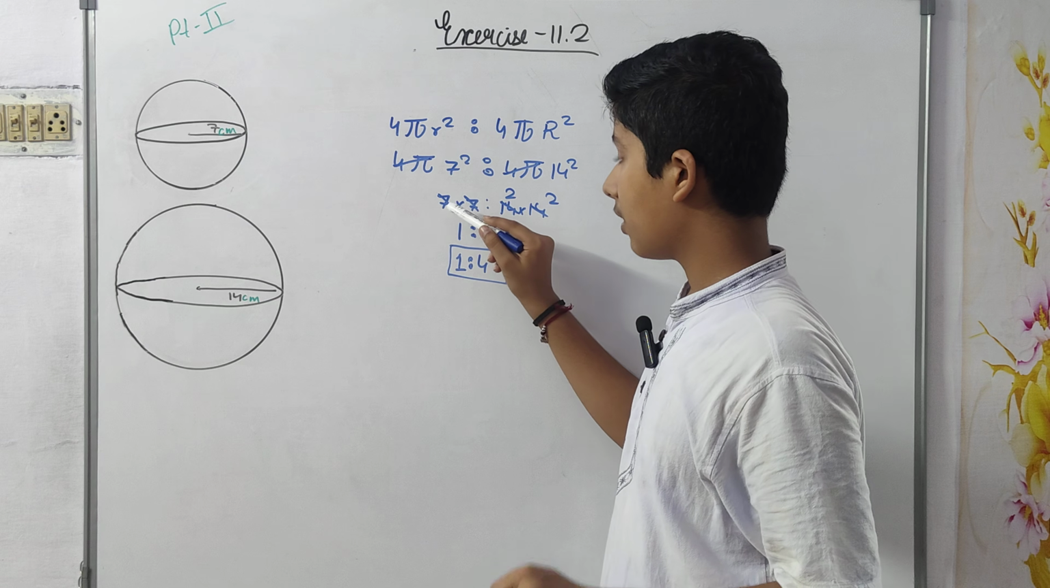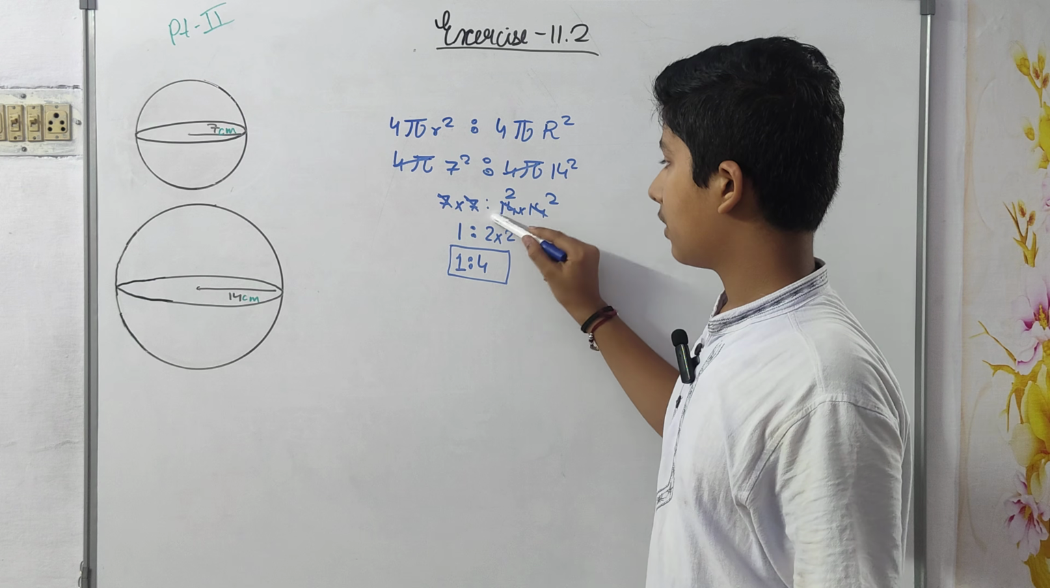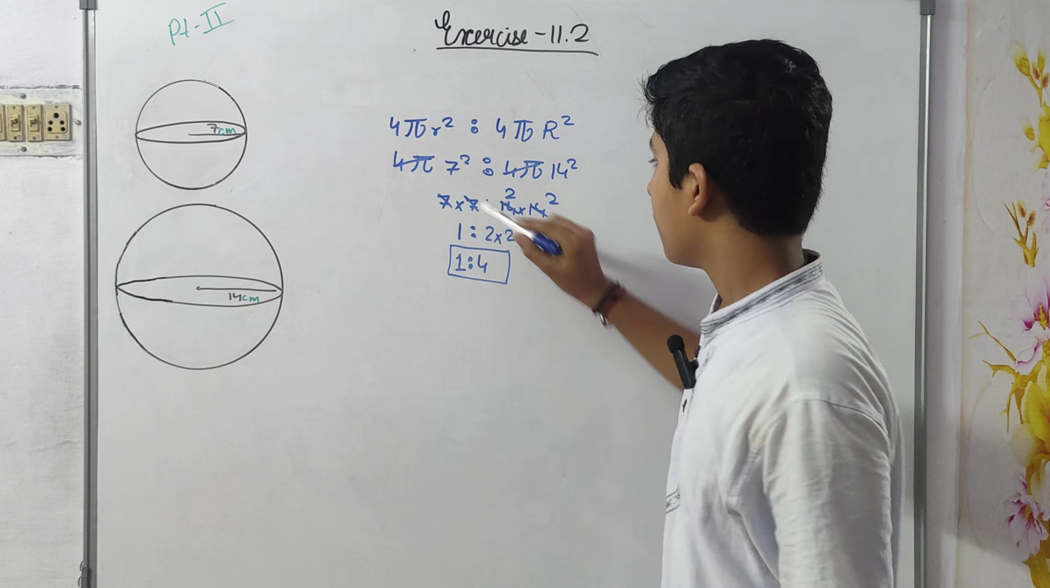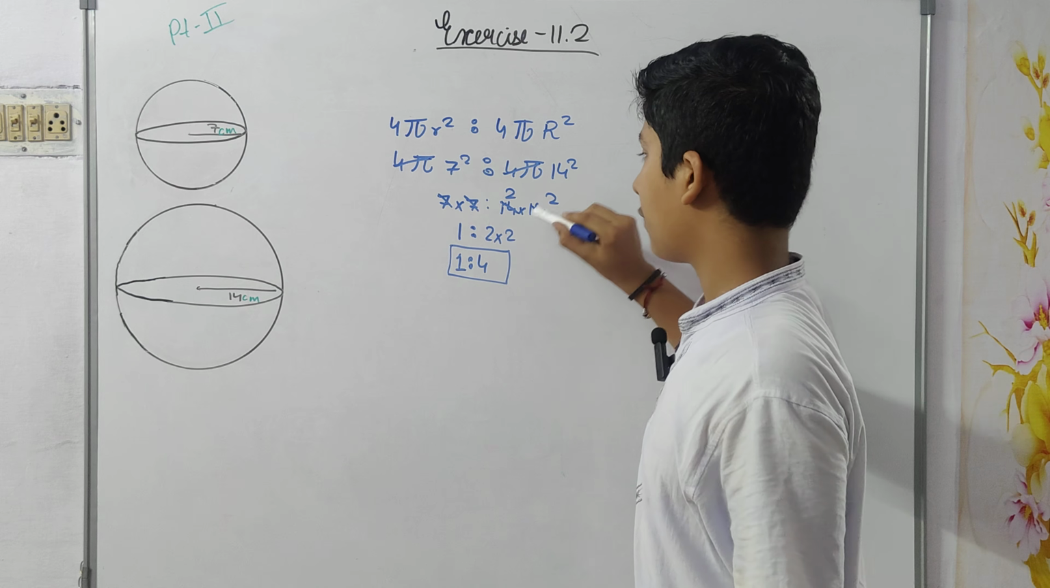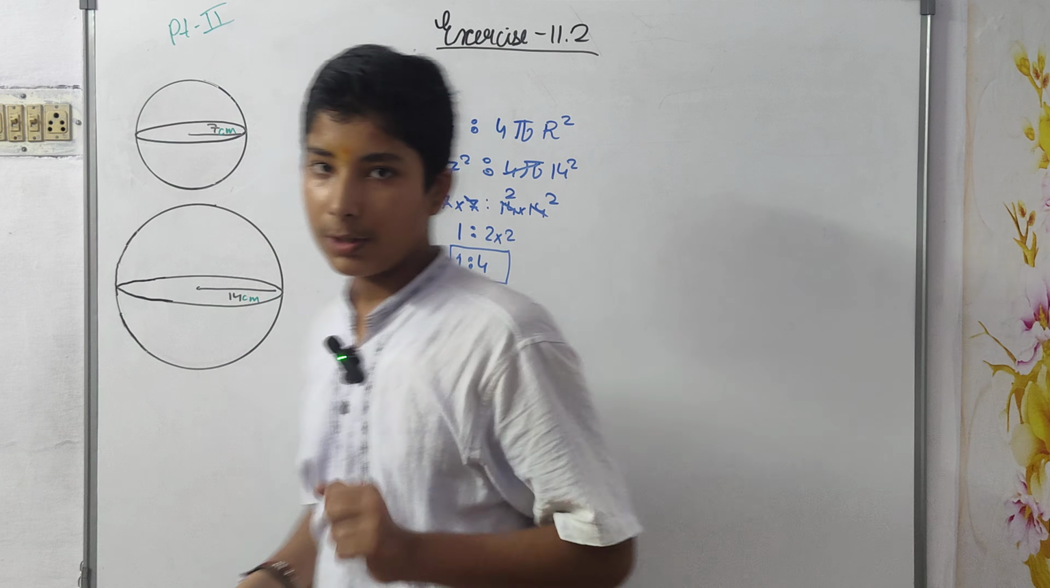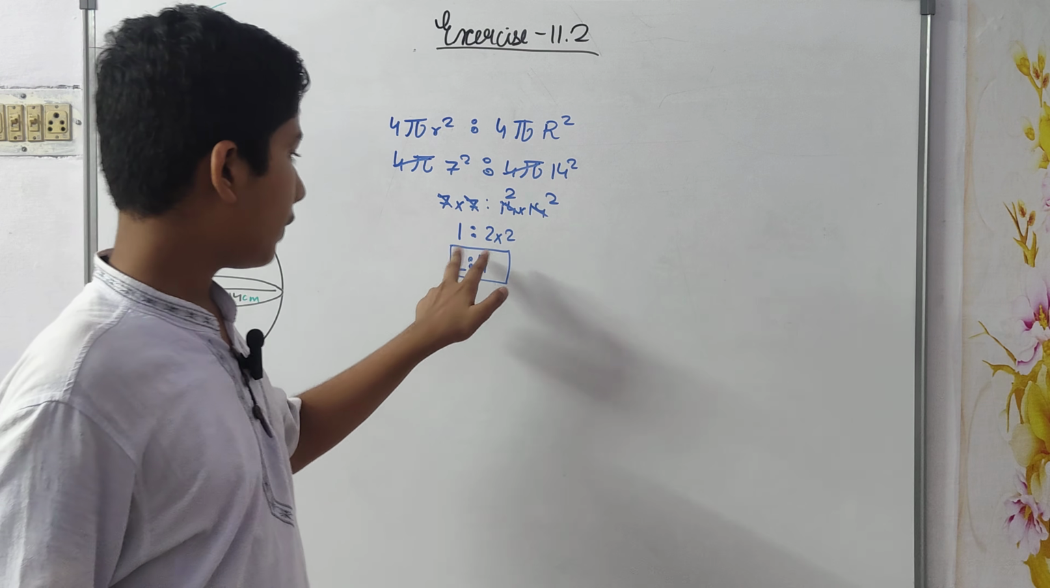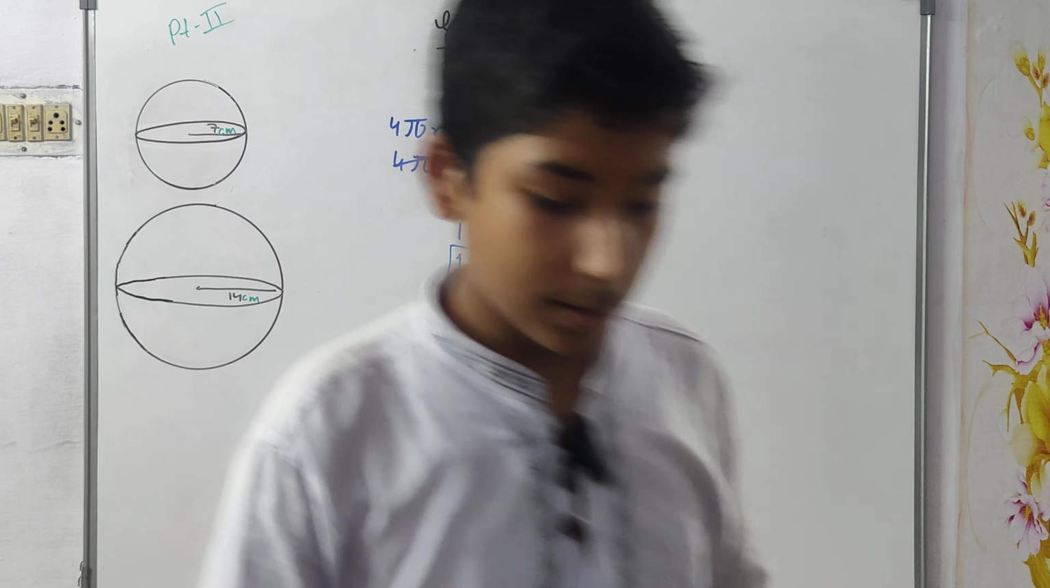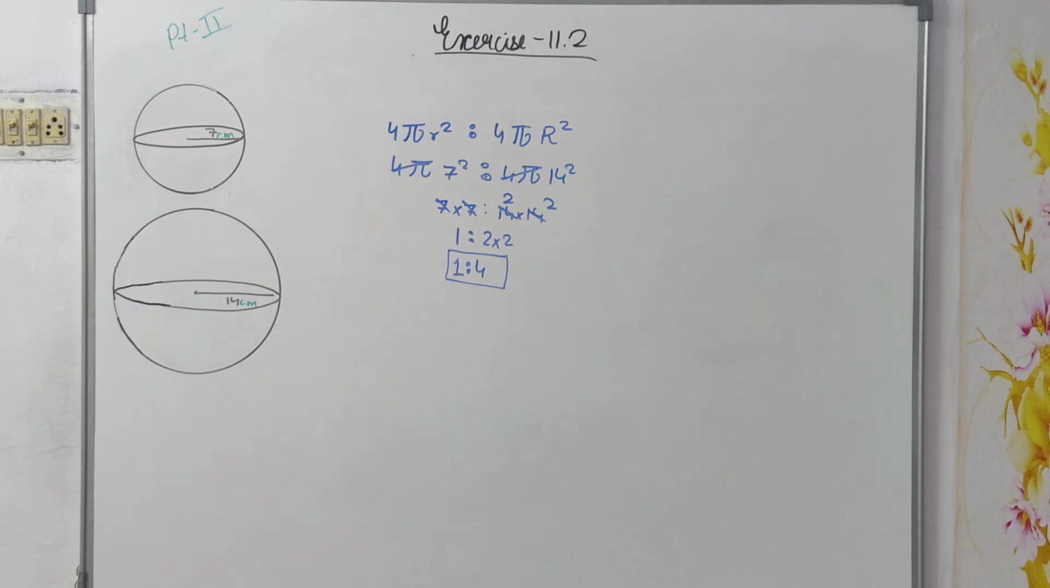This you have to write out as 7 into 7 ratio 14 into 14. So 7 7 cancelled by 14 14 and 2 2 is left. Okay, then we multiply 2 into 2, which is 1 is to 4. Now let's continue with our next question.